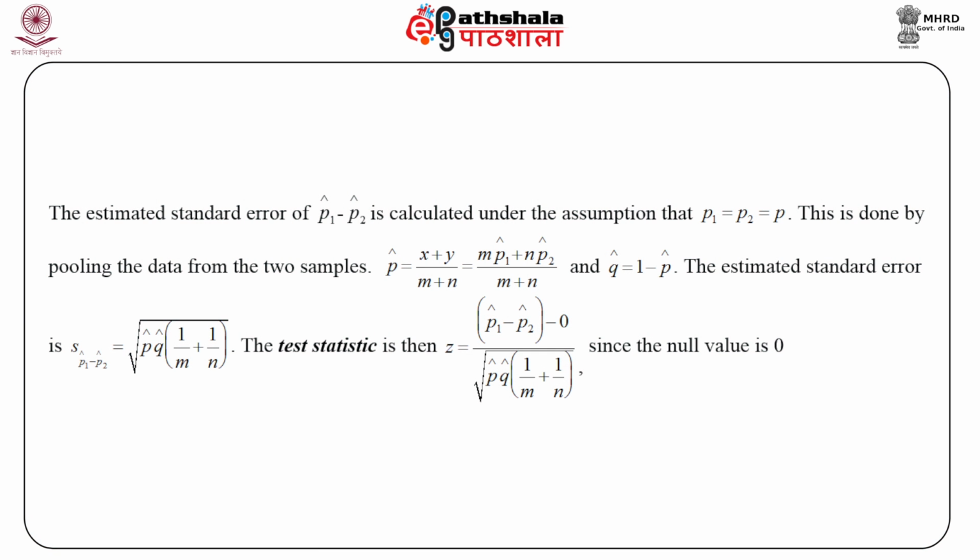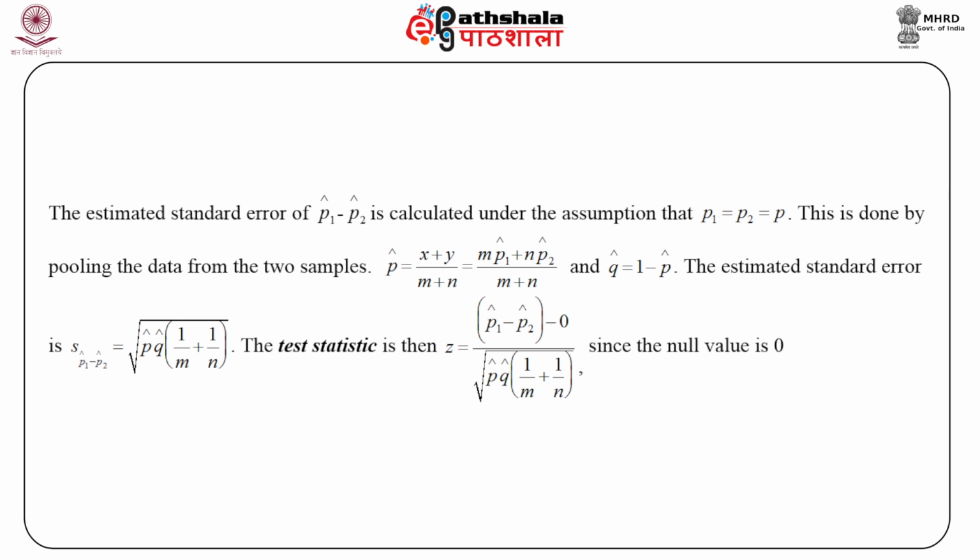can be used. The estimated standard error of P1 hat minus P2 hat is calculated under the assumption that P1 is equal to P2 is equal to P. This is done by pooling the data from the two samples. And in that case, P hat will be equal to x plus y upon m plus n, which is same as m P1 hat plus n P2 hat upon m plus n, and q hat would again be equal to 1 minus p hat.